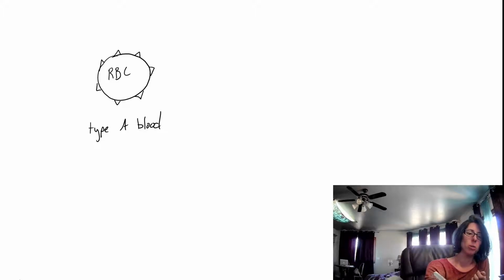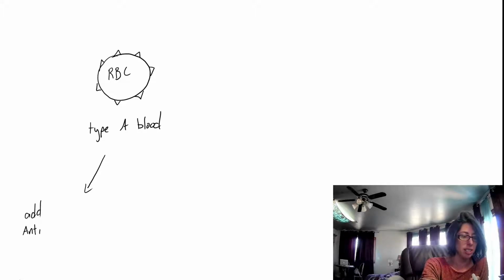So what we're going to do is add different kinds of antibodies. We take it in a test tube, and add anti-A antibodies to some of it. Remember, the anti-A antibodies I'm going to draw like this because they bind to and attack the A glycoprotein.